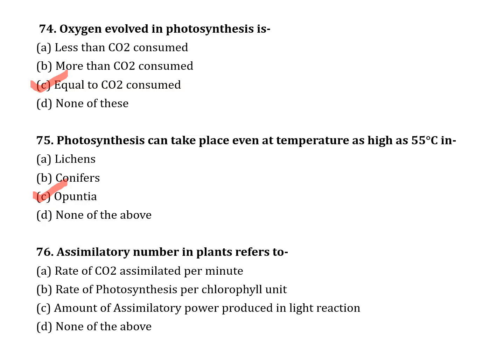The next question, number 76. Assimilatory number in a plant refers to option A, rate of carbon dioxide assimilated per unit per minute. Option B, rate of photosynthesis per chlorophyll unit. Option C, amount of assimilatory power produced in light reaction. Option D, none of the above. Correct answer is option B, rate of photosynthesis per chlorophyll unit.